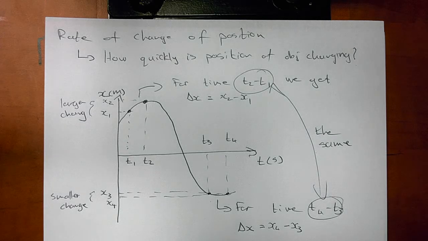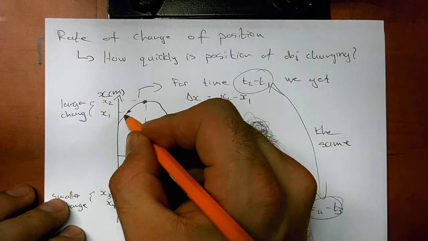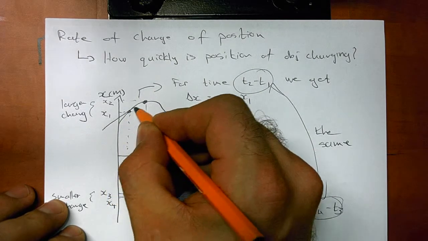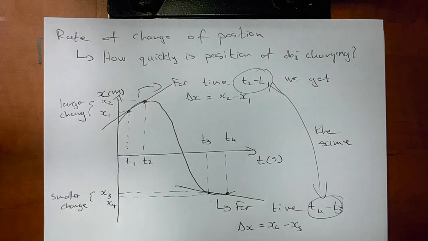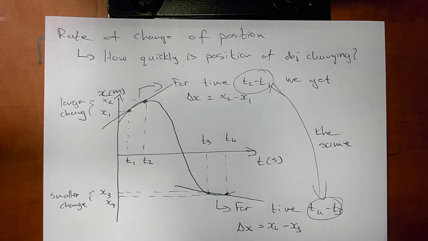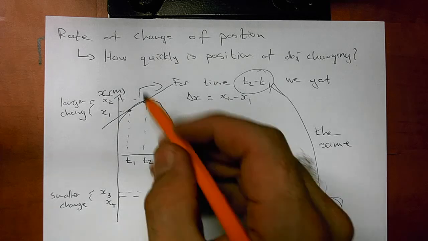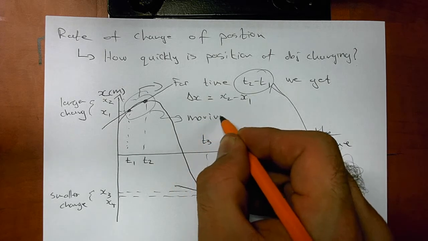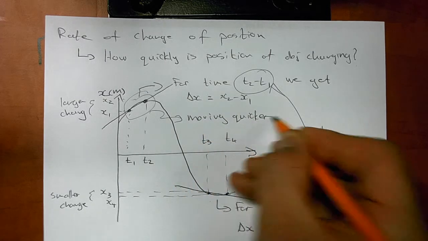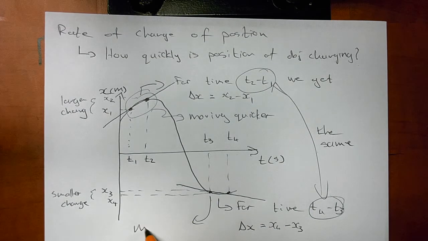So if I change my position by a lot in a certain amount of time, it means I have to move rather quickly. So if we look at two straight lines, one that passes through both of these points, one that passes through both of those points, which one of those lines has got the steepest slope? The first one. So here we know whatever is moving quicker. Here we know whatever is moving slower.